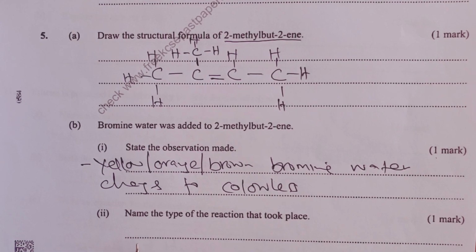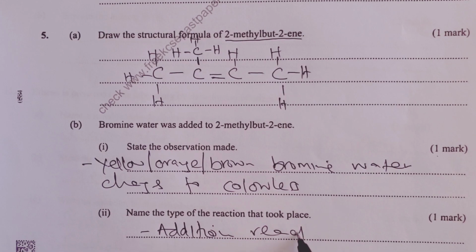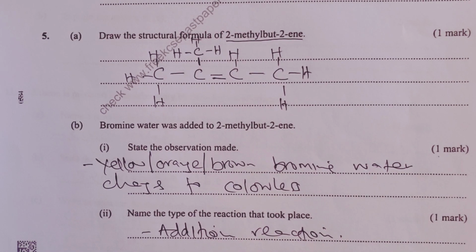We were asked to name the type of reaction that took place, and we always tell our students that types of reactions are only two, either addition or substitution. If saturated compounds are involved, it is substitution reaction. And if unsaturated compounds are involved, types of reactions now are addition.